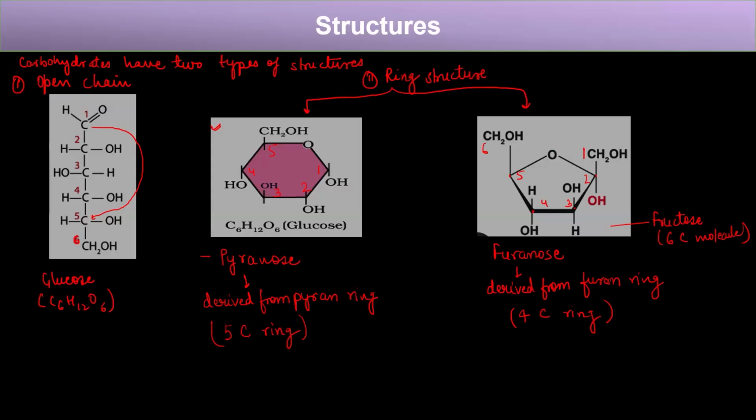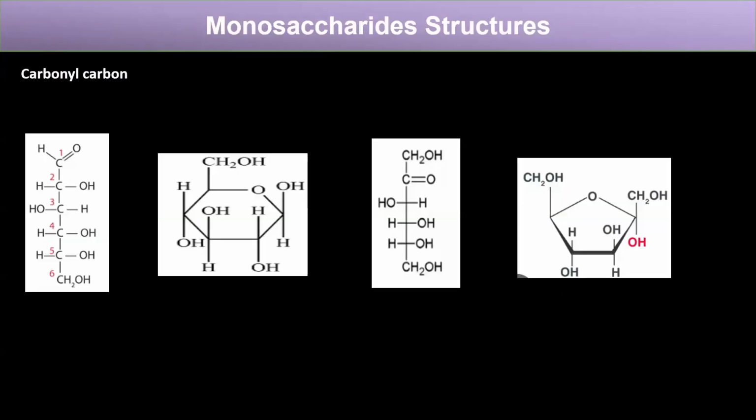Now let's discuss the monosaccharide structure. In the last lecture we saw that monosaccharides are those that have only 1 sugar molecule. But before moving to the monosaccharide structures, let's see one term that is known as carbonyl carbon, because in the upcoming slides we'll come across this term a lot. So what is carbonyl carbon?